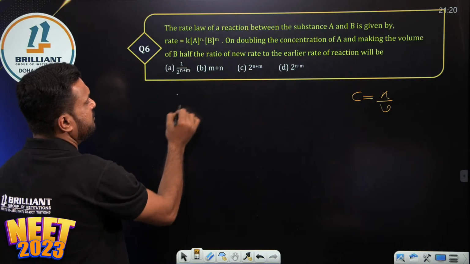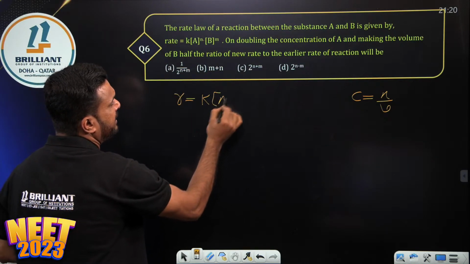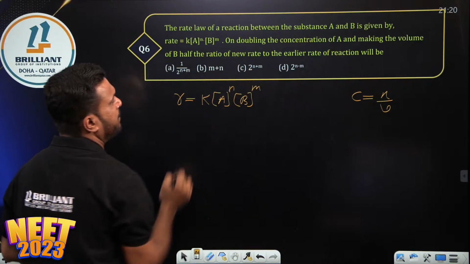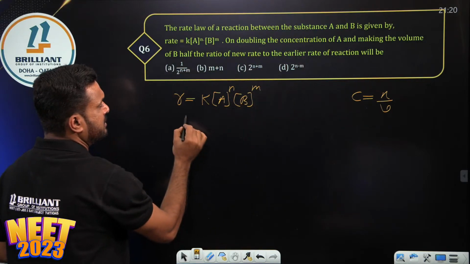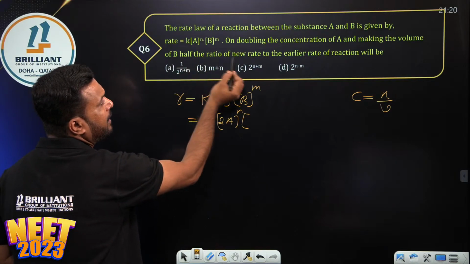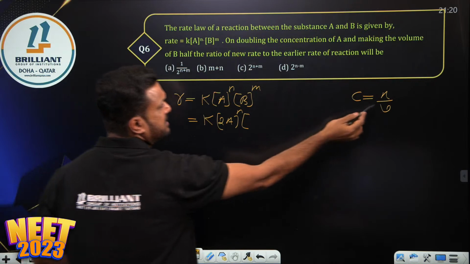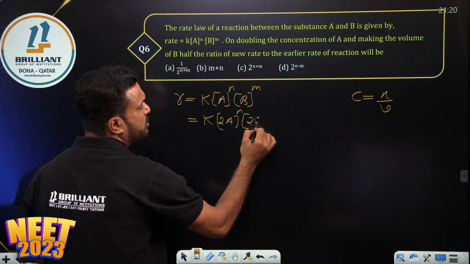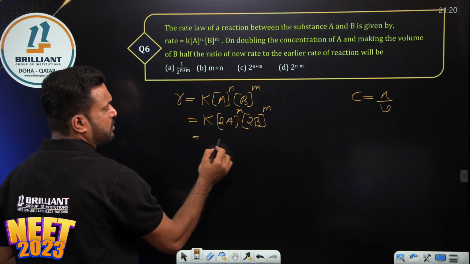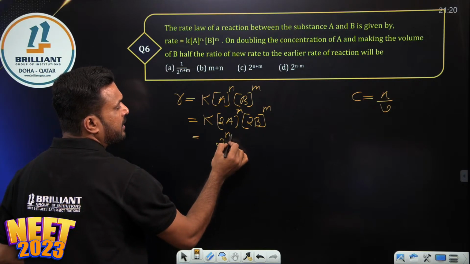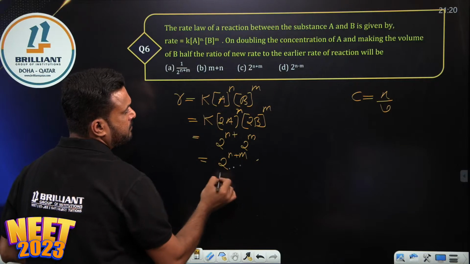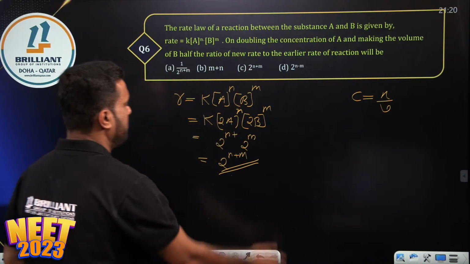So what can we write? We have the rate law equation, K into A raised to n into B raised to m. These are the powers. They are saying doubling the concentration of A, so I can write 2A raised to n into B. The volume getting halved, in the sense concentration will be double, so again here also I will write 2B raised to m. You know that A and B are just for reactants and K is a constant. So I will get 2 raised to n times 2 raised to m, which is equal to 2 raised to n plus m. Okay, 2 raised to n plus m. Correct option is C.